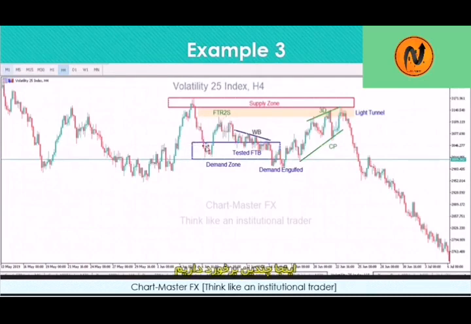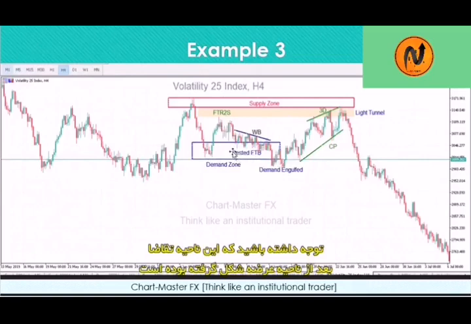Here, guys, you can see some multiple tested FTB here. The price tried to visit here, visited here, visited here, and finally the price was able to engulf this demand. Once the price was able to engulf this demand, you can see, guys, that this demand was created after we had already experienced our supply zone here.